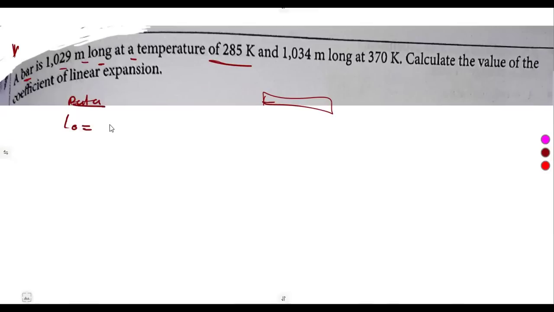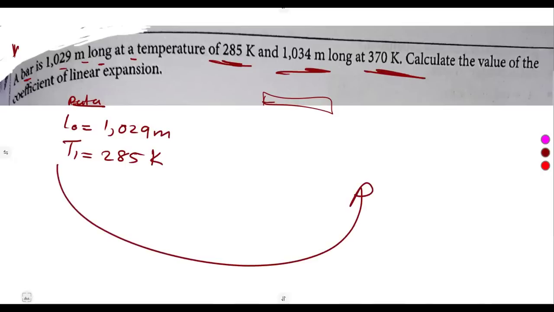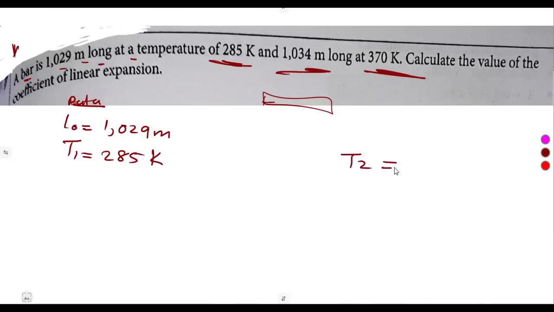The original length, 1.029 meters, at this temperature T1, 285 Kelvin. And this is from T1, where are we going? We are going to T2. So at T2, which length do you use? At T2, the length is the final one.